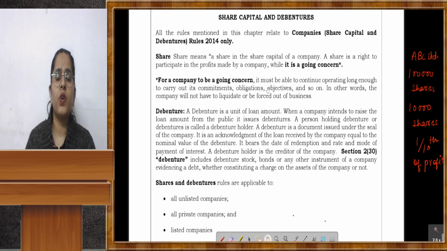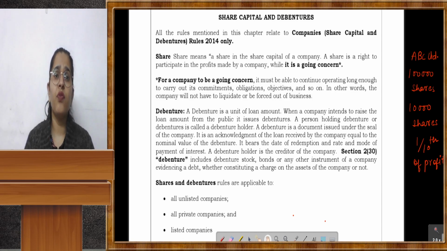Okay. Next, what they are saying is a share is a right to participate in the profits made by a company while it is a going concern. Going concern means for a company to be a going concern, it must be able to continue operating long enough to carry out its commitments, obligations, objectives, and so on. The meaning of going concern is which keeps on running, right?